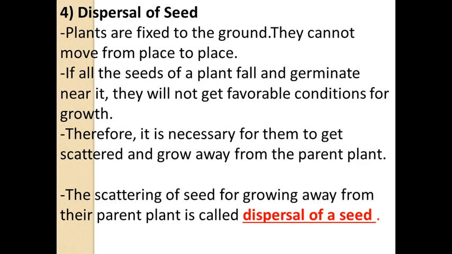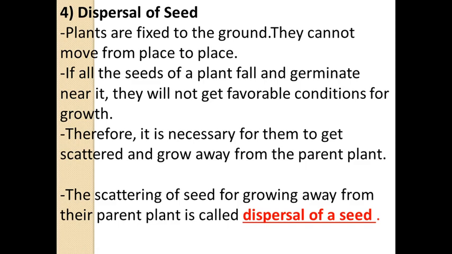But how can we find plants in different places? Because of seed dispersal. If all the seeds of a plant fall and germinate near it, they will not get favorable conditions for growth. Therefore, it is necessary for them to get scattered and grow away from the parent plant. It means overcrowding. For example, we can take the example of a bus. A bus takes at least 30 to 40, correct?